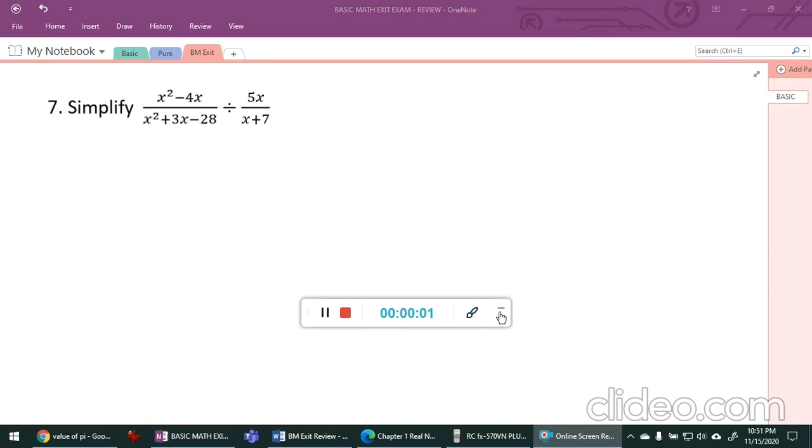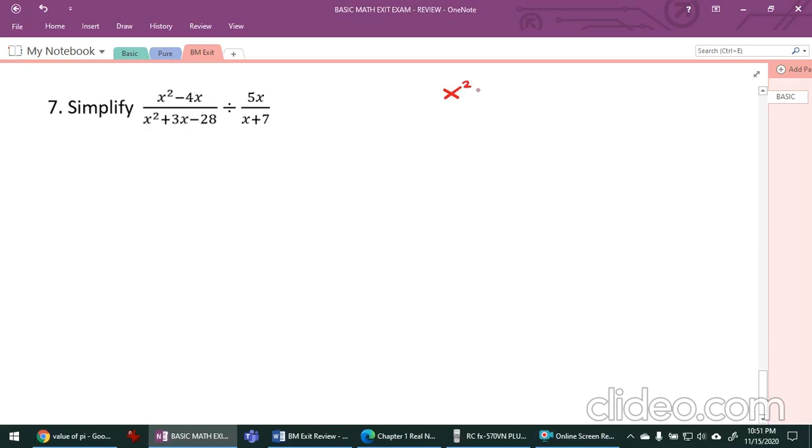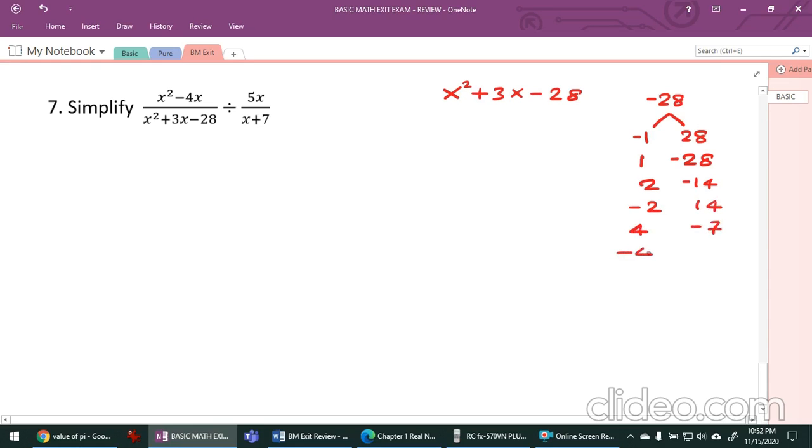Question number 7 is simplify. So we have a big expression here. In this, we will take this one now: x square plus 3x minus 28. So how can you write minus 28? You can write minus 1 into 28, 1 into minus 28, 2 and minus 14, minus 2 and 14, then 4 and minus 7, minus 4 and 7.